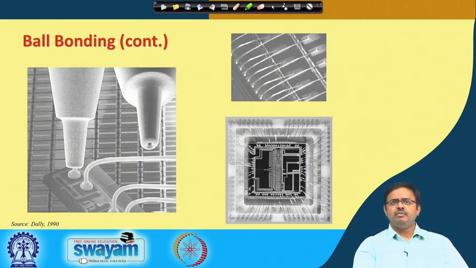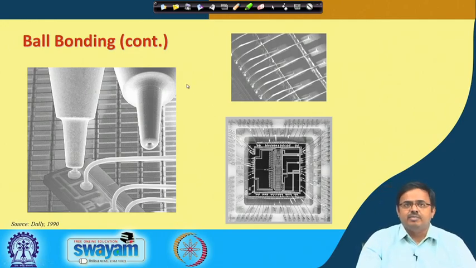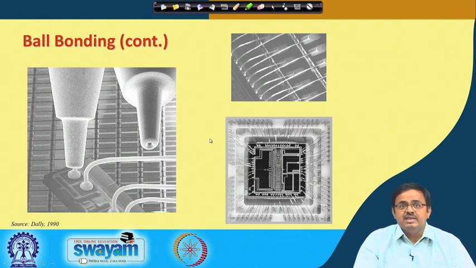Okay? The previous slide pictures were schematics. These are real pictures. You can see pictures of these wire bonds that have taken place. Two rows of interconnections, you see these leads, one, two, this is one row, this is another row.